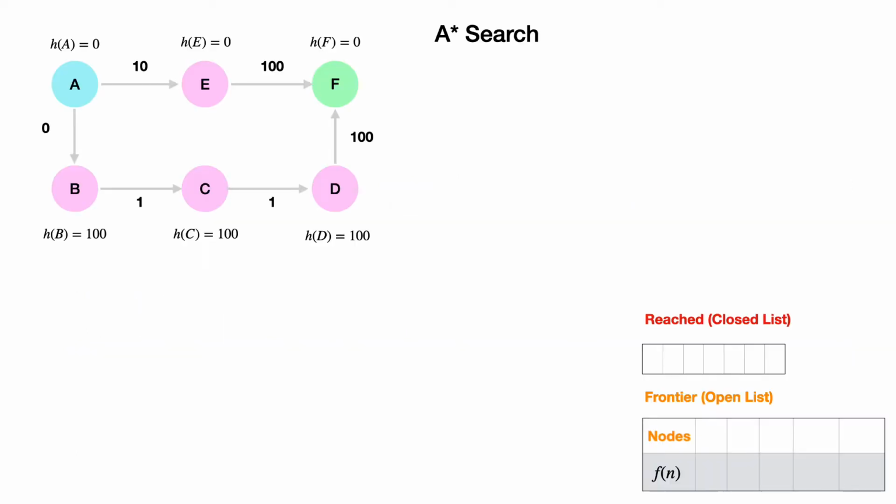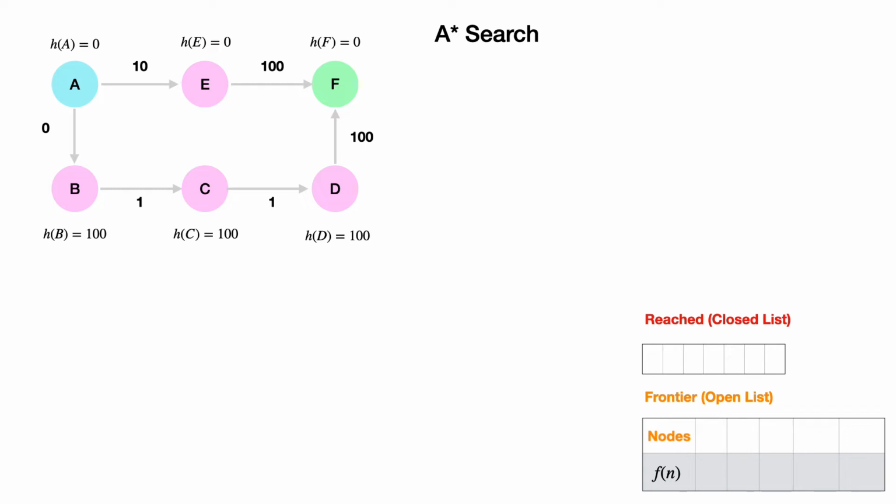So let us understand the A star search algorithm with an example. Consider this graph which contains 6 nodes. A is the starting node and F is the goal node which we would like to reach. The edges are the cost incurred to move from node A to node E.